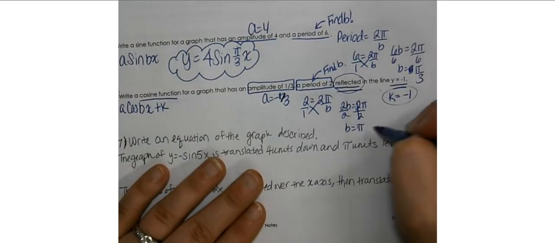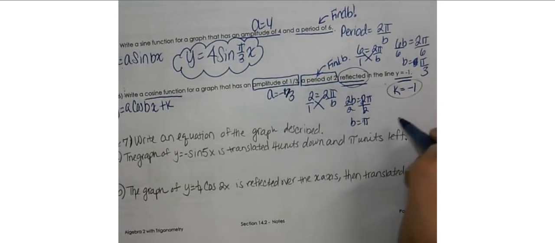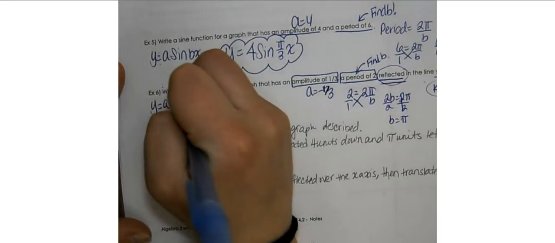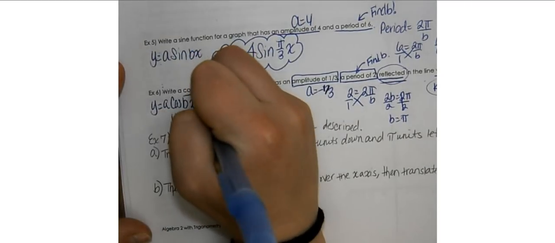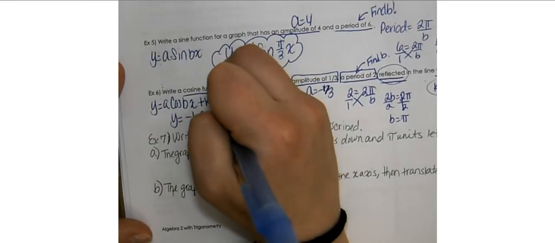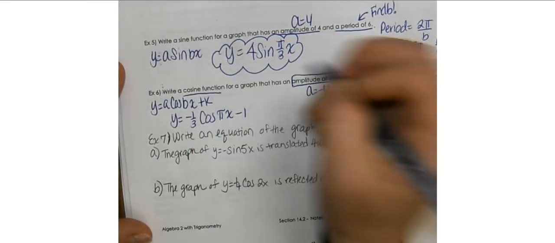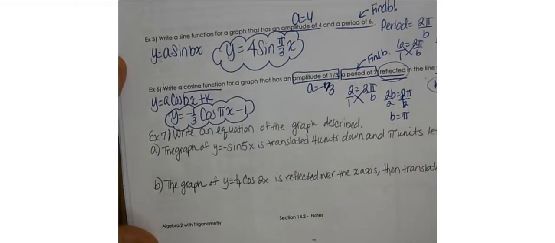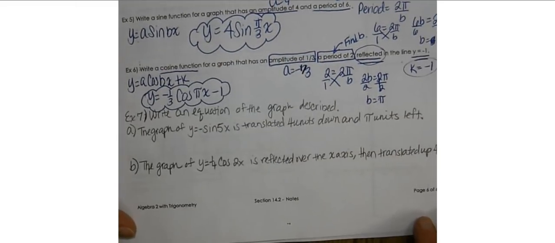So therefore, I have all the information that I need in order for me to write my function. So my function is going to be y equals -1/3 times the cosine of pi times x, minus 1. And that's my answer. So now I have written here 2 more examples.